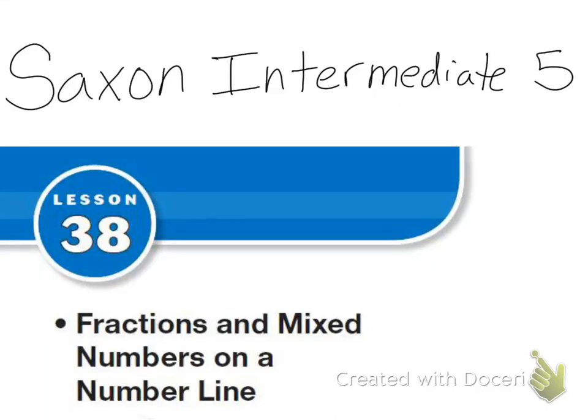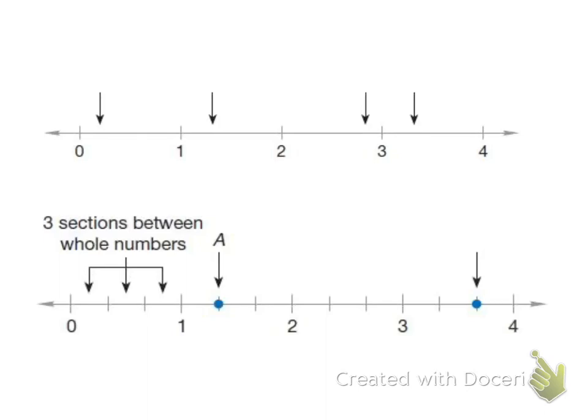Today's lesson is lesson 38, fractions and mixed numbers on a number line. A number line is made up of a series of points. The points on the line represent numbers. On this following number line, whole numbers are labeled, but there are many numbers on the line that are not labeled, and we have those marked by these arrows. Many of the unlabeled points on a number line can be named with fractions and mixed numbers.